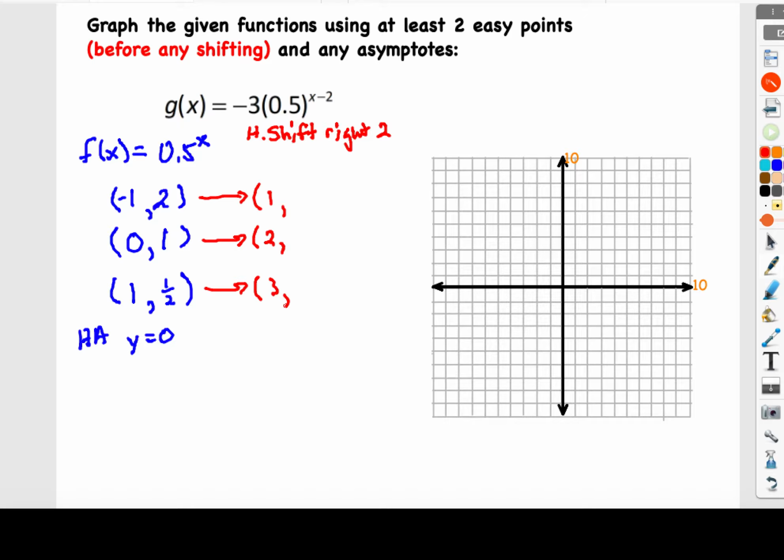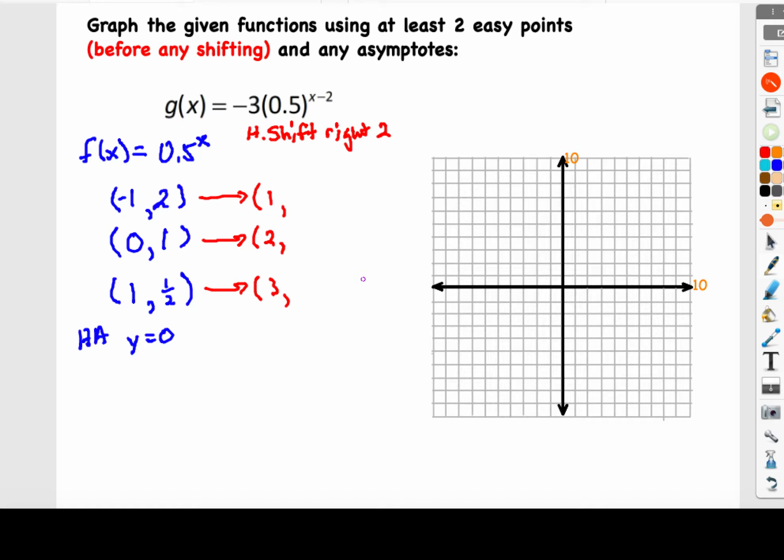Now, the horizontal asymptote was y equals 0. Well, if you shift a horizontal line to the right, it's the same horizontal line. Imagine taking the y-axis and just sliding it to the right. Well, it's still the y-axis. It's still horizontal. So that's really not going to affect anything. But now what we do want to take a look at is that -3 out in front.